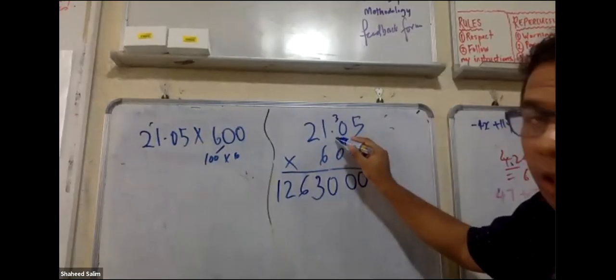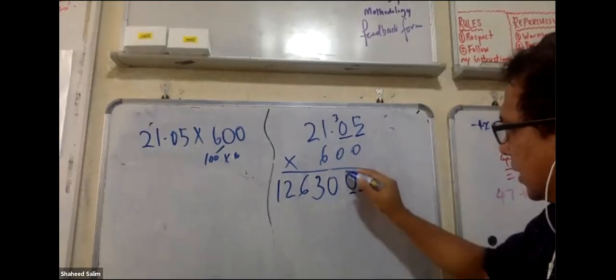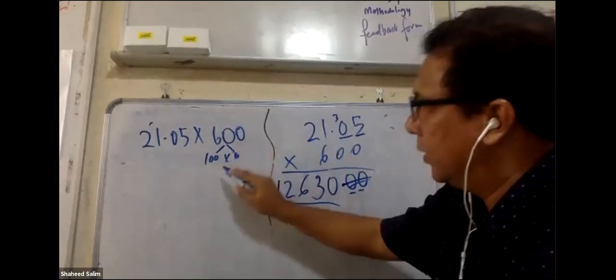Count the number after the dot. 1, 2. Any more? No more. So cancel 1, 2. Cancel out. Put a dot here. So this one is out. 2630. Yes.